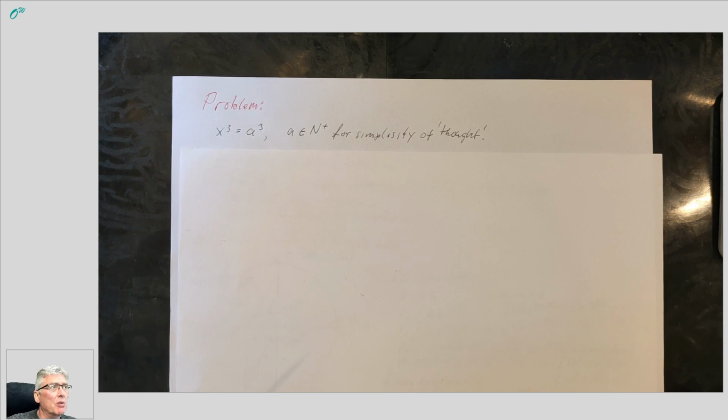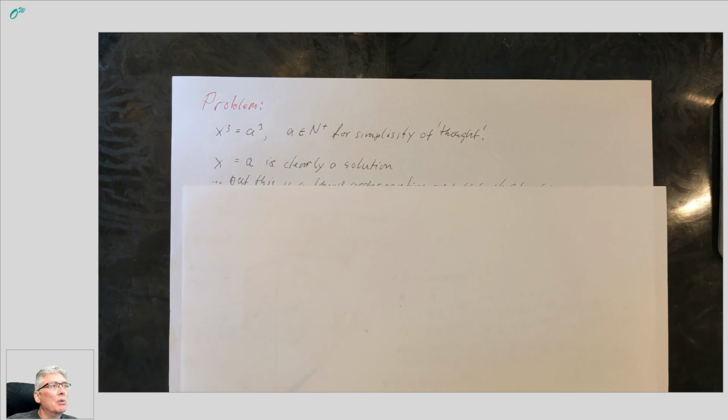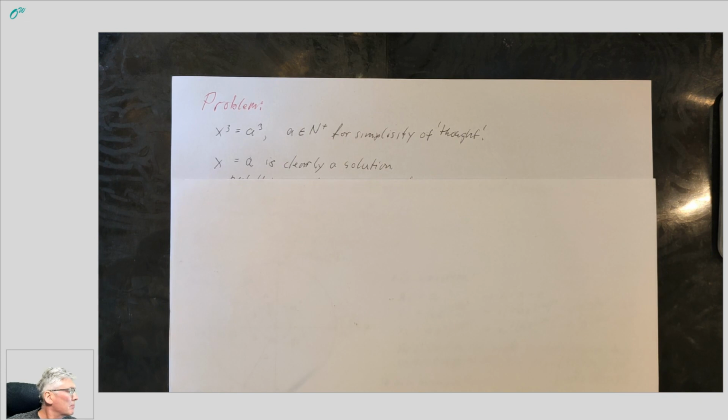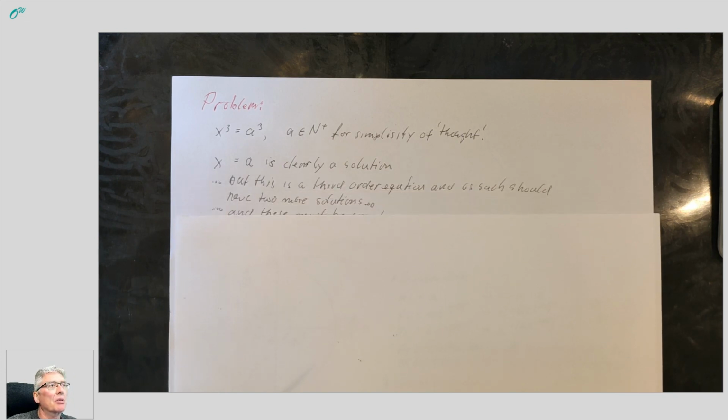0 is a trivial solution. Then x to the third is 0, and the only number satisfying that is 0. So if we look at this one, a is clearly a solution to the problem. But this is a third order equation, and as such should have two other solutions or roots.